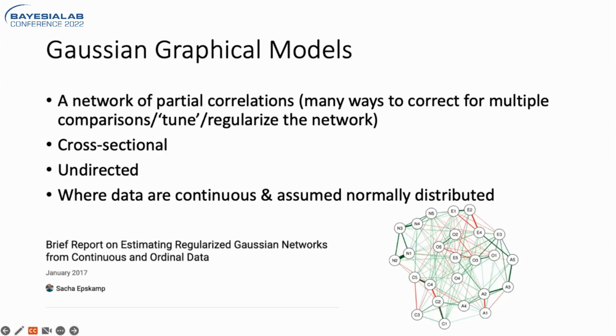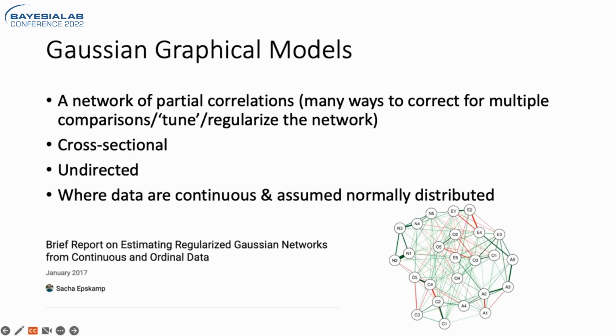What it is, is a network of partial correlations. Because these networks can be quite big, there are many ways to correct for multiple comparisons or tune or regularize the networks, so you're trying to eliminate some of the spurious correlations. The original models were really cross-sectional, so only taking a single time point, and they're not directed. This is a big difference to traditional Bayesian networks, and I'll get into that a little bit later.